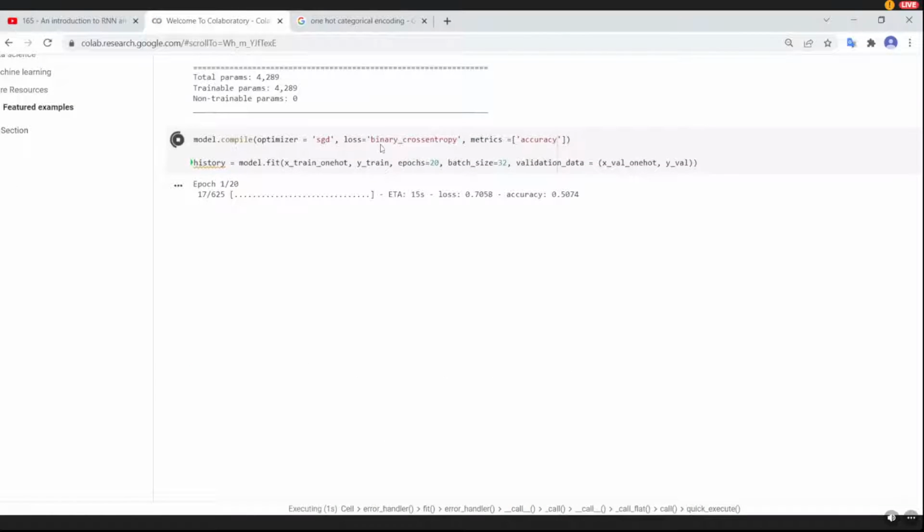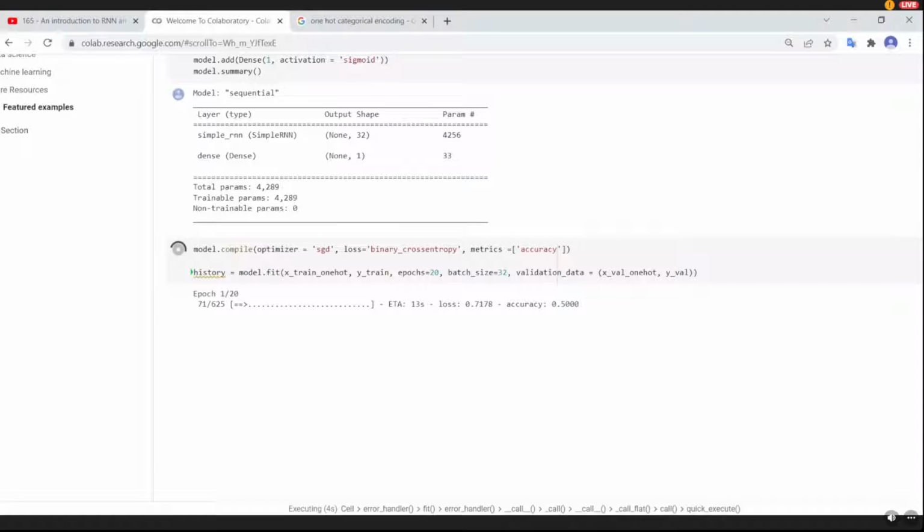Yeah, it's working. So we're going to do 20 epochs. Epoch simply means a loop. So now we're officially training, and you can see the loss and the accuracy. We have an accuracy of 50% and a loss of 70%. And you can see training accuracy, training loss, validation accuracy, and validation loss.